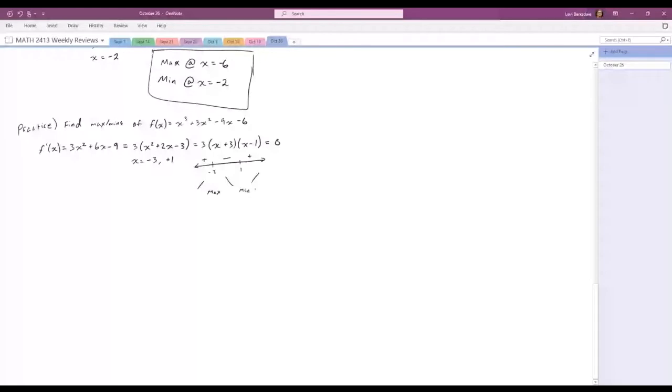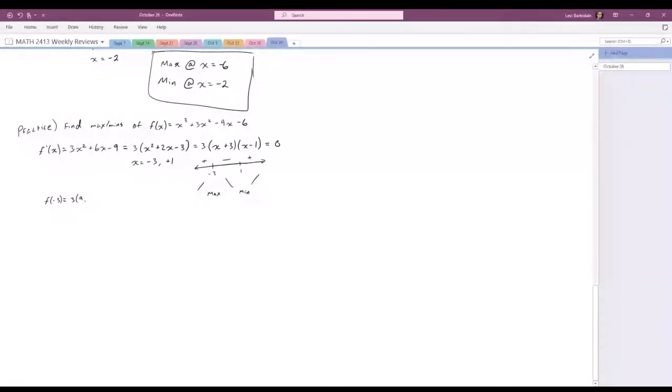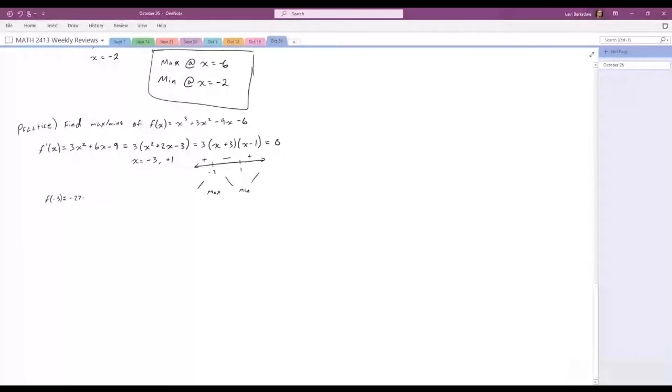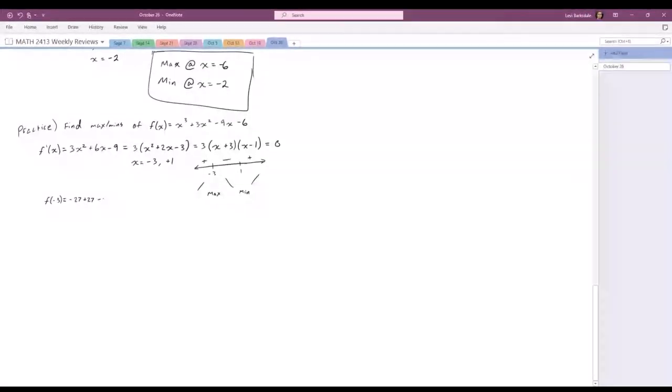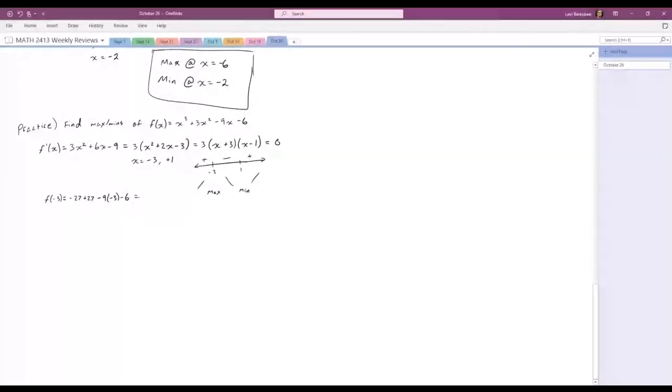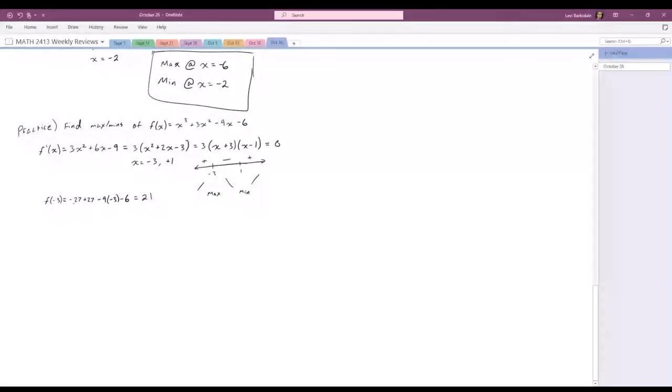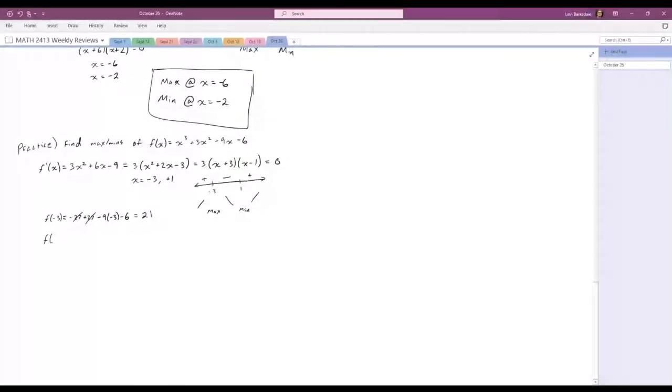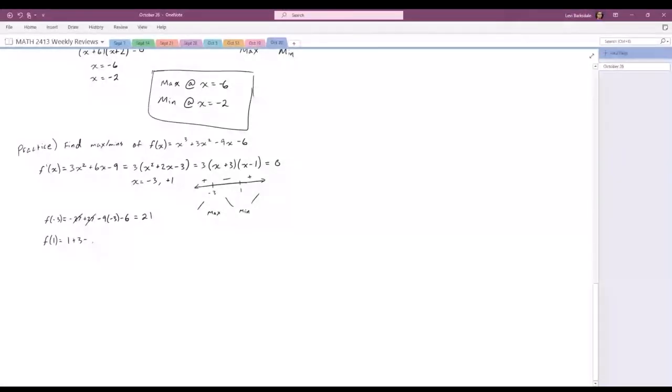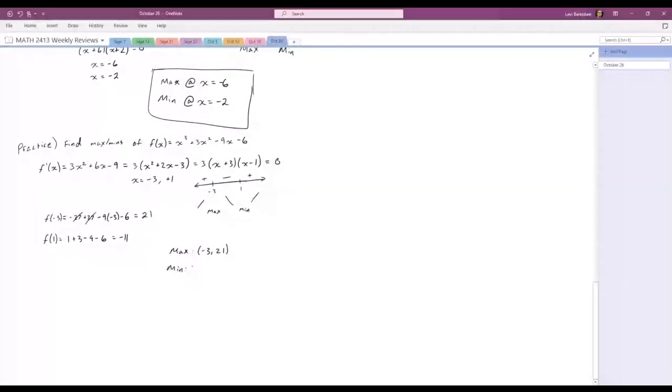If you wanted to find the actual values, we could, of course, plug in these x values. So f of -3 should give us... oh, oops, that's my derivative. It should give me -3 cubed is -27, plus 3 times -3 squared is +27, minus 9 times -3 is +27, minus 6, which is +21. Also I can find f of +1, and that will give me 1 plus 3 minus 9 minus 6, which is equal to -11. So my maximum occurs at (-3, 21), and my minimum occurs at (1, -11).